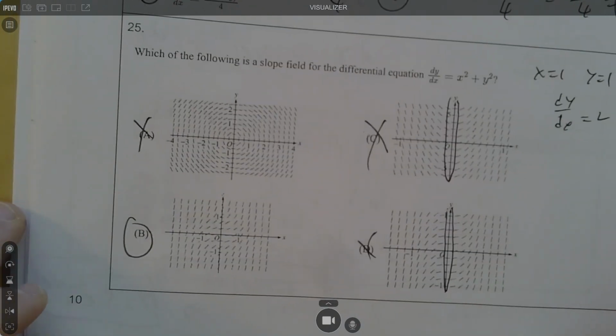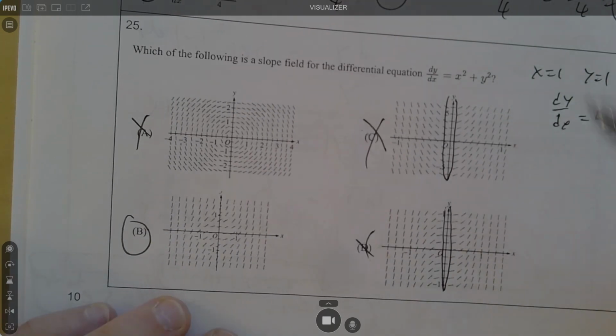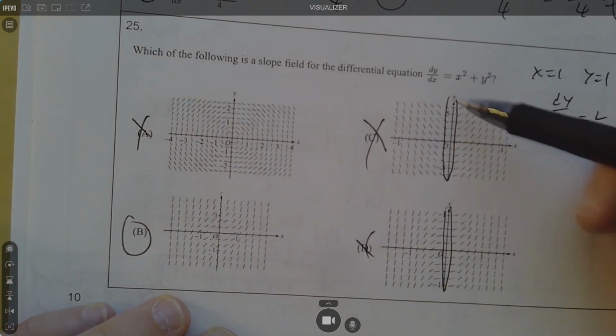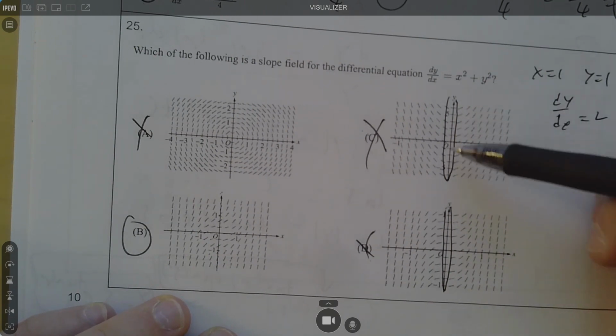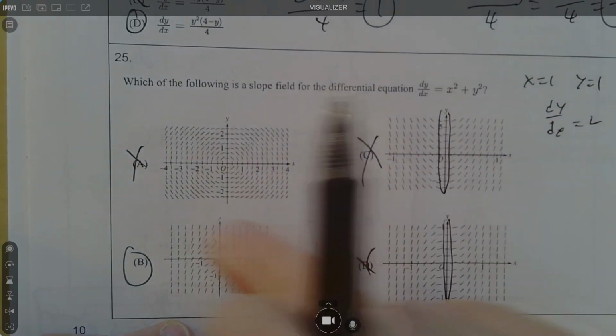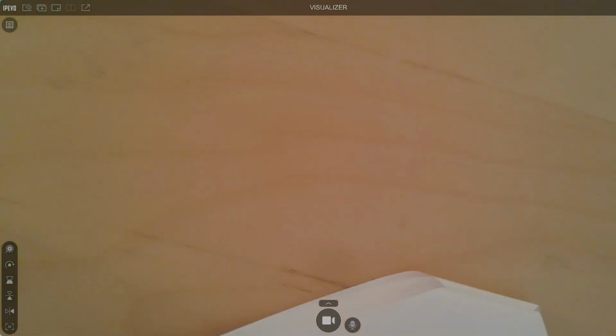Okay. So you're looking for patterns. You're looking for, okay, if y is increasing, so should the slope, because it's based on x squared plus y squared. So why is that not increasing here? That can't work. Same with this one. That one is the one it's got to be.